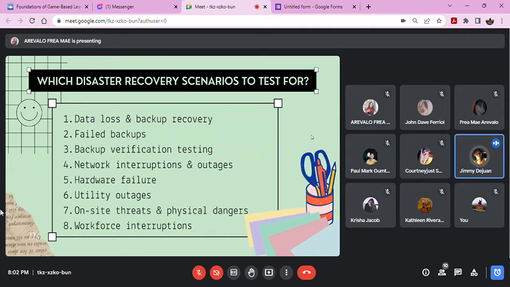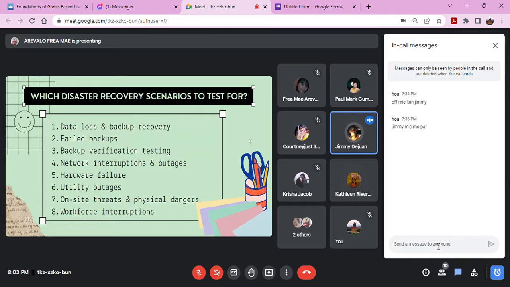Number 4, network interruptions and outages. Yun kapag sa online backups like cloud drives, sa paggamit ng cloud drives, kapag nagba-backup ka sa cloud drive mo tas biglang nawalan ng internet.